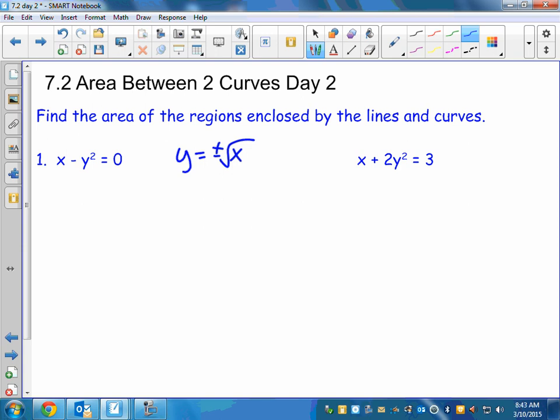All right, so anytime you would have to get a square root and do a plus or minus, that's where choosing x is not the best option here. But to get x by itself in terms of y, you would just get x equals y squared, and for this one we would just get x equals 3 minus 2y squared.